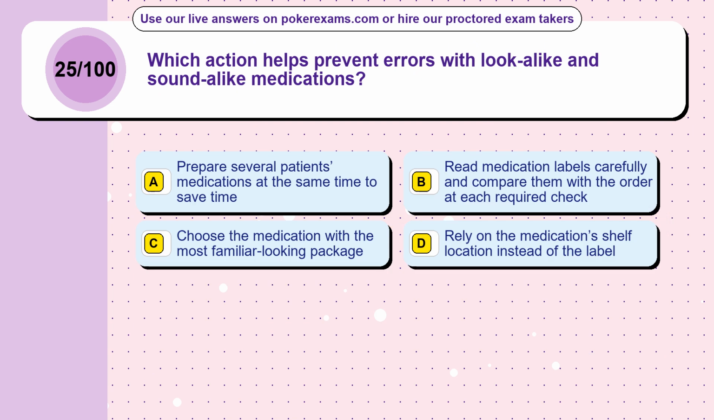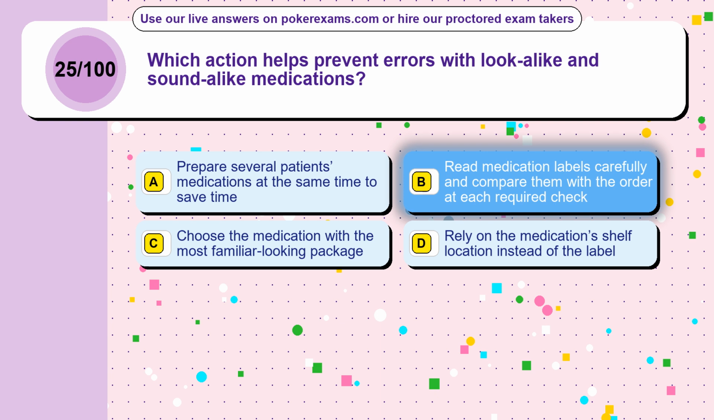Question 25. Which action helps prevent errors with look-alike and sound-alike medications? Option A, prepare several patients' medications at the same time to save time. Option B, read medication labels carefully and compare them with the order at each required check. Option C, choose the medication with the most familiar-looking package. Option D, rely on the medication's shelf location instead of the label. The correct answer is option B.